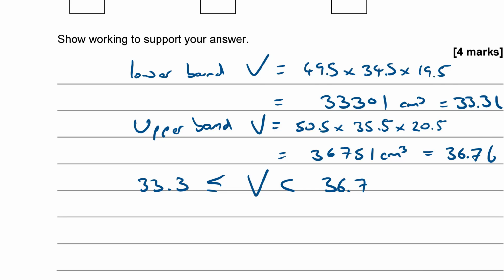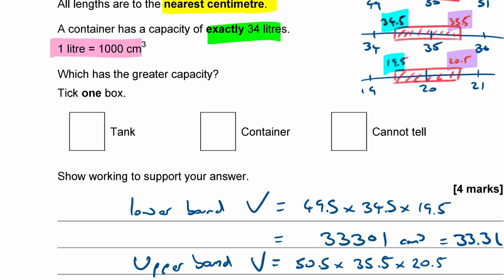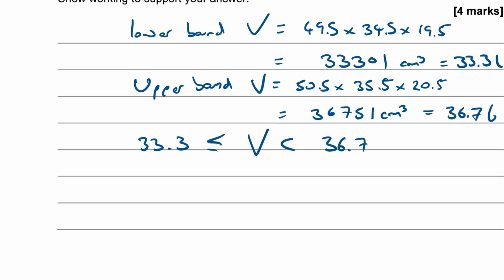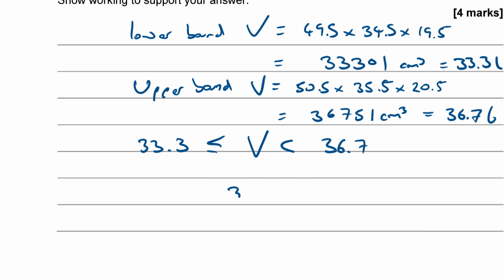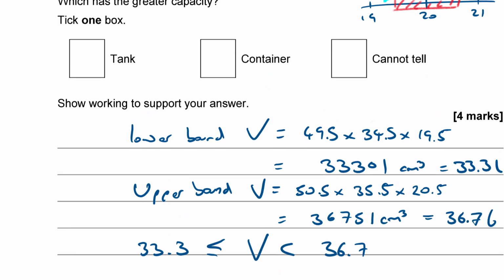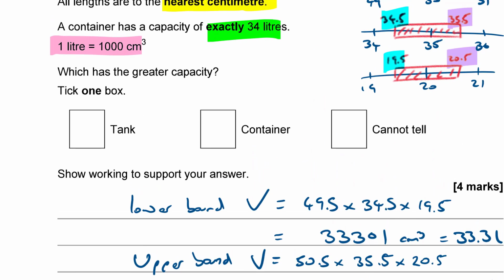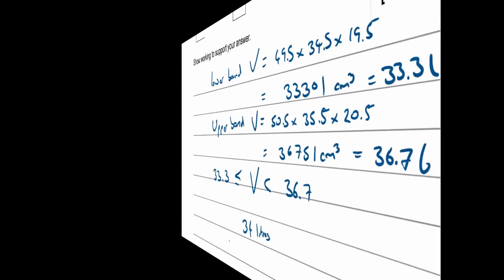Okay, so comparing then with our 34 litres, we can see our lower bound is smaller than 34 litres and our upper bound is larger than 34 litres. So we can't tell, can we? It could be either side. So I'm going to tick that can't tell box. Okay? Because it could be one or the other.